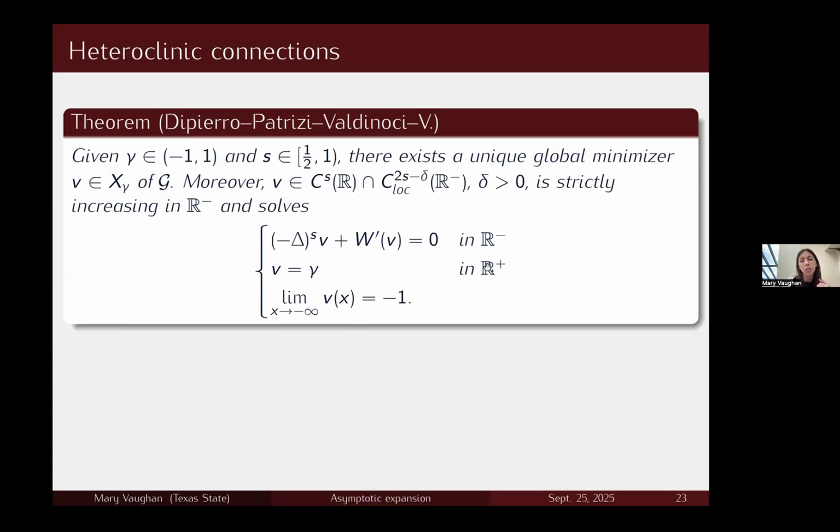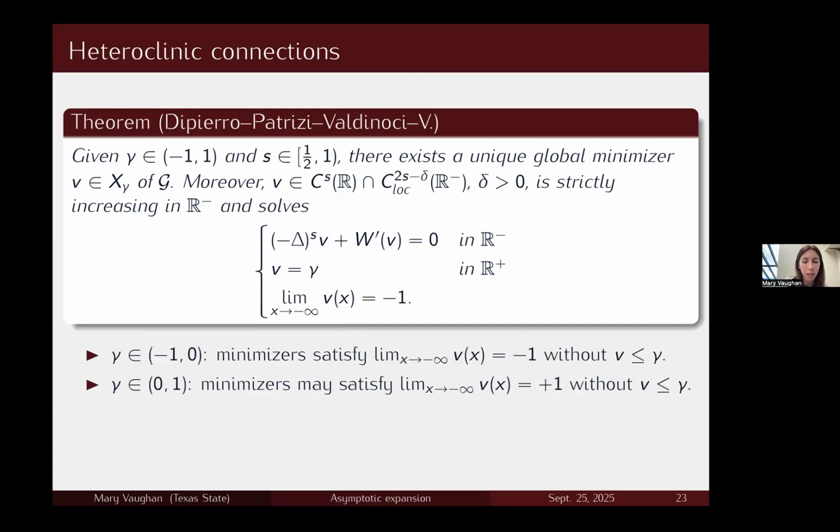It has the boundary conditions equaling gamma in the right half space, and it solves this fractional PDE in the left half space, which, if you're familiar with non-local energies and operators, is exactly what you expect. A couple small notes really quick: in the case gamma is between -1 and 0, you can prove that minimizers satisfy this limiting condition that they approach -1 as x goes to minus infinity, with the constraint that v is less than or equal to gamma. And we need that limit to make the connection from -1 to gamma.